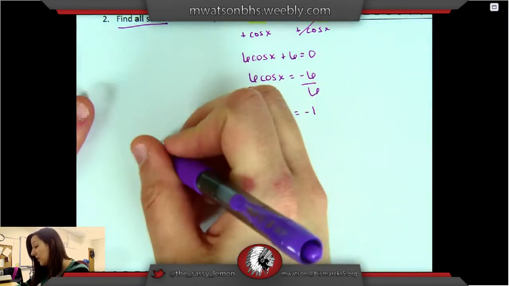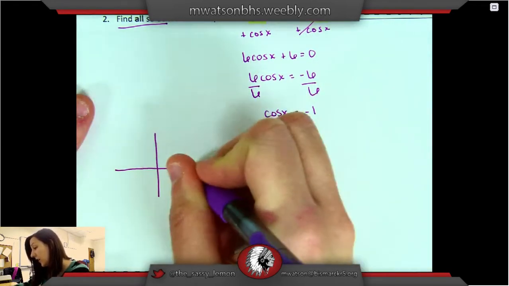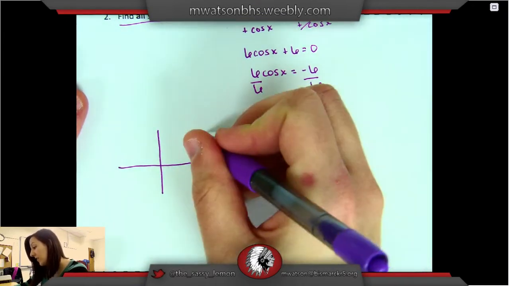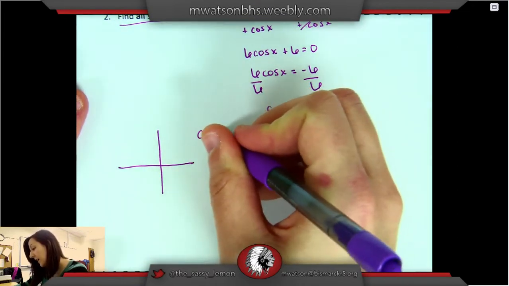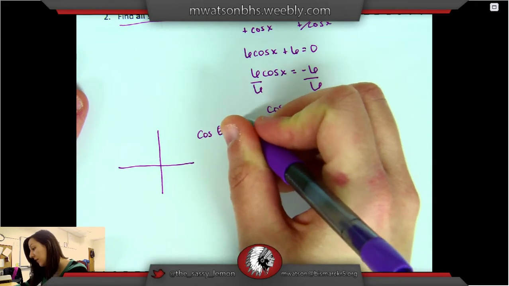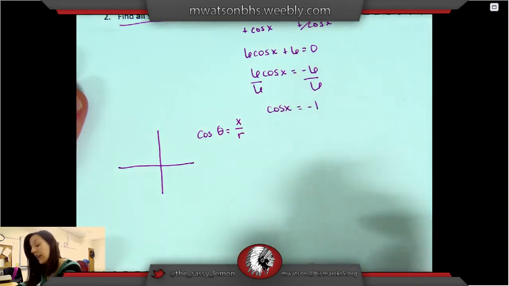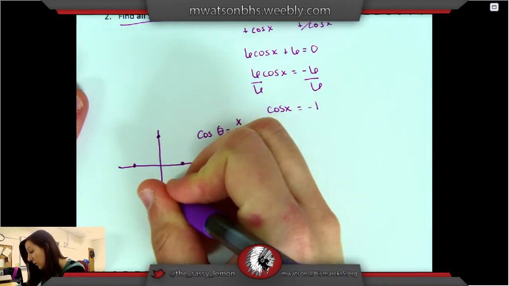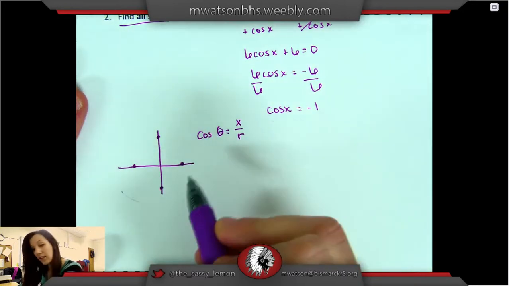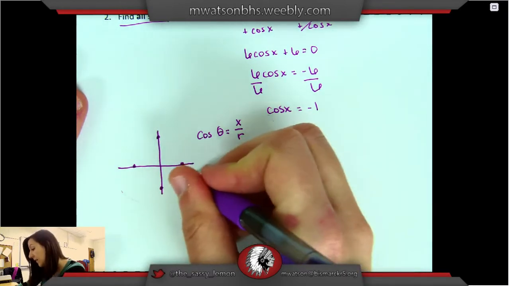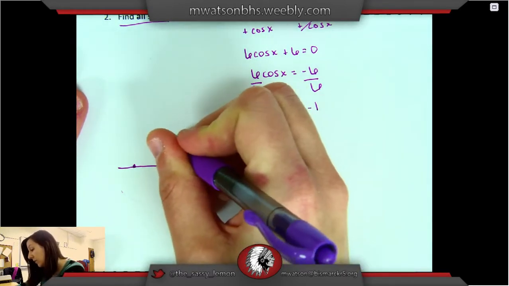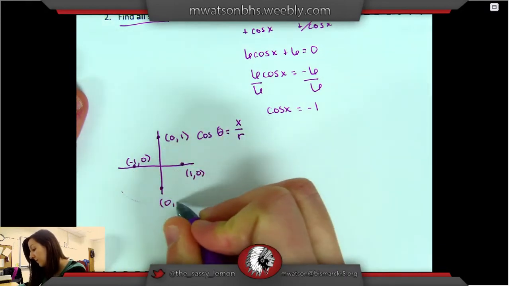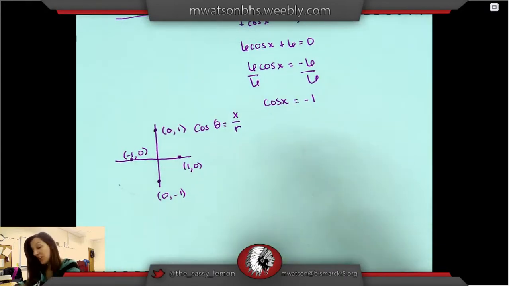There's two ways you can do your quadrantal angle. You can do it using the XYR method, which says that cosine of theta equals x over r. And then you would plot your points. Just choose a point on the x and y axes. It's always easiest to choose the ones with 1 in them. And then you just test them out.